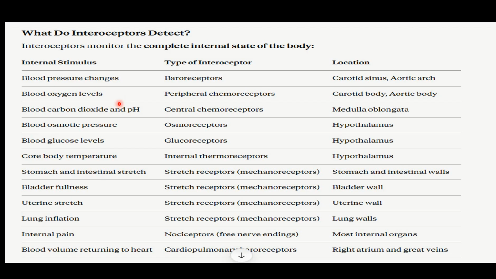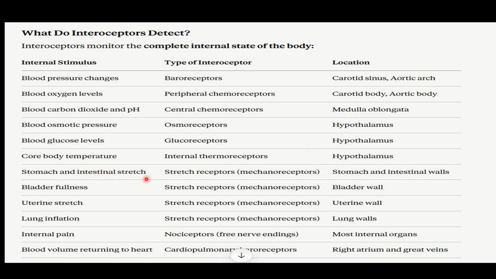Next is blood oxygen level, peripheral chemoreceptors, carotid body and aortic body. Then we have blood carbon dioxide and pH, central chemoreceptors, medulla oblongata. Then we have blood osmotic pressure, osmoreceptors, hypothalamus. Next is blood glucose level, glucoreceptors, hypothalamus. Next is core body temperature, which uses internal thermoreceptors, hypothalamus.